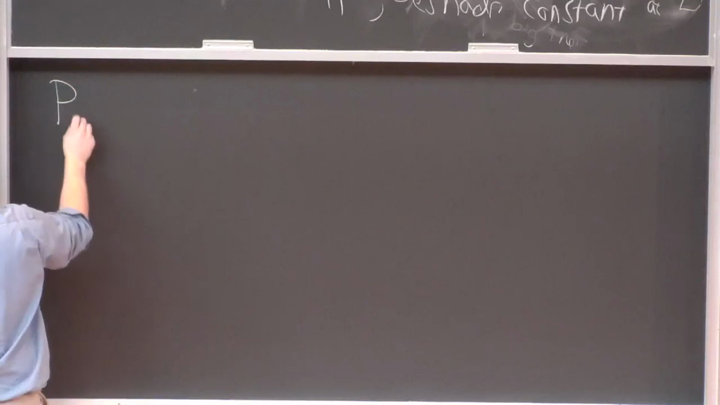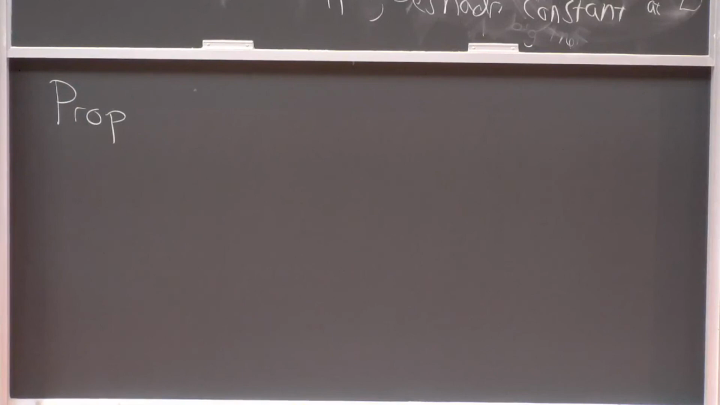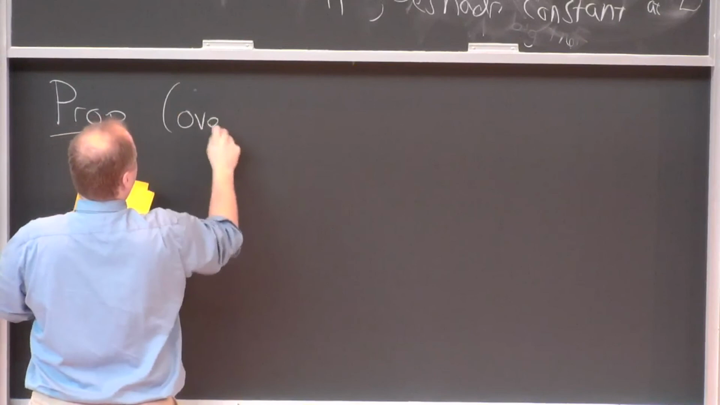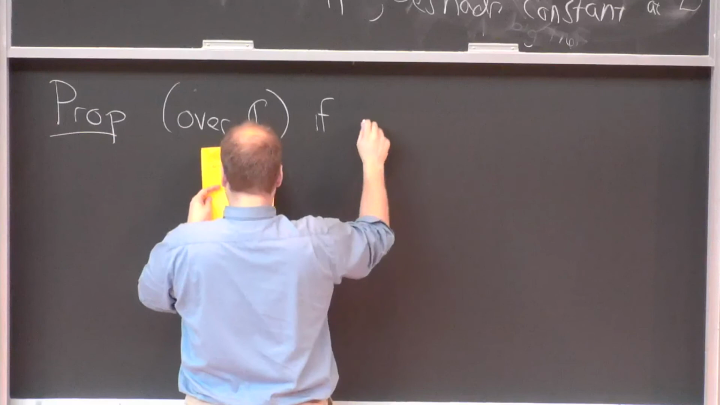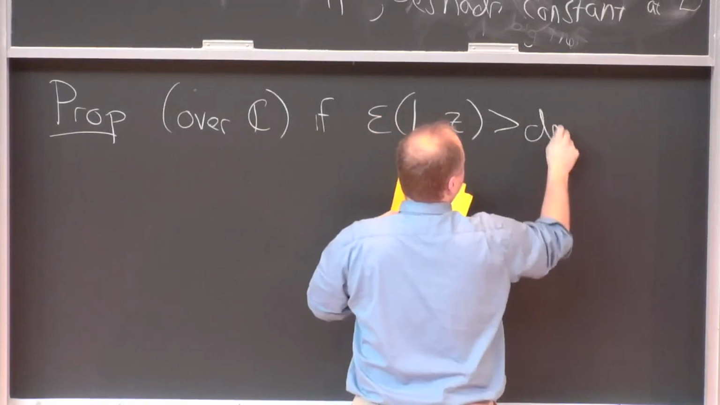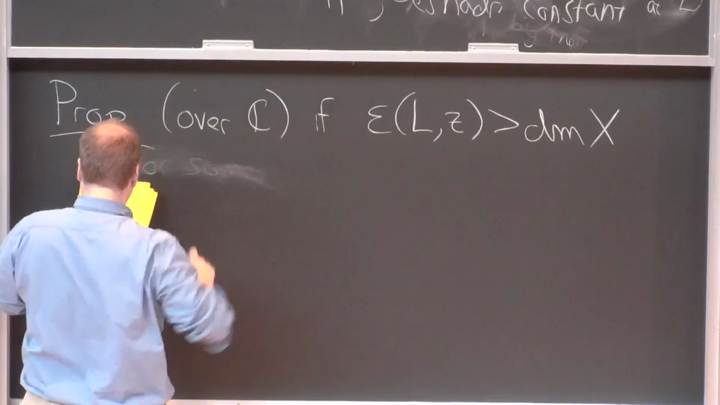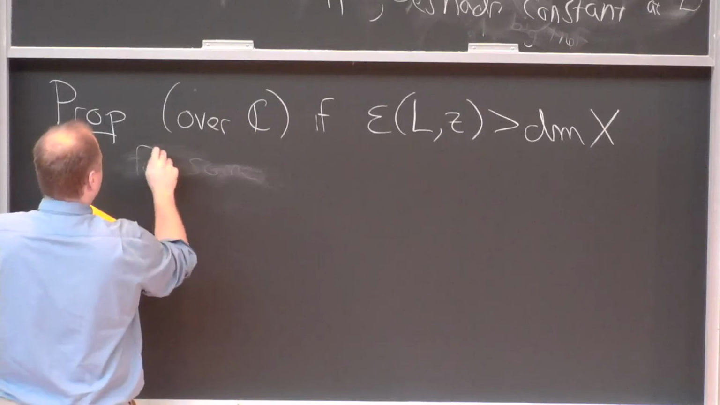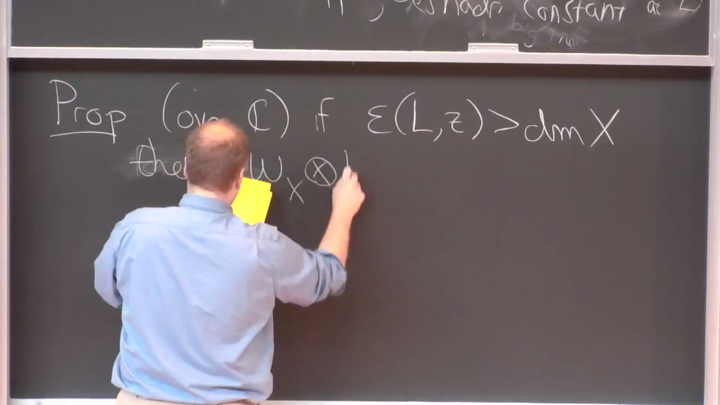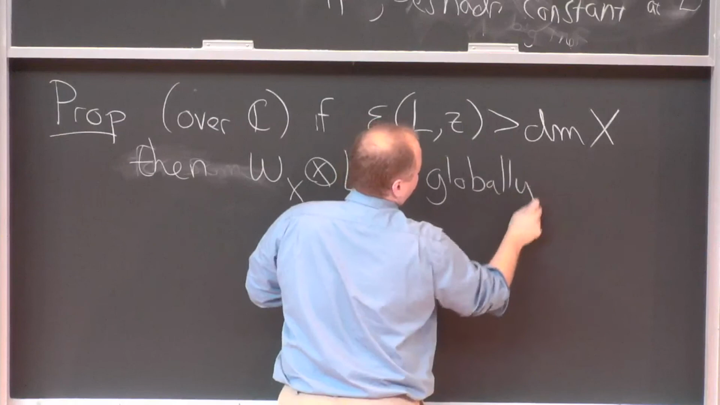Okay, so there's the following proposition, and I'm going to prove it in characteristic 0, and then we're going to slightly modify that proof to make it work in characteristic p. So this is over C. If the Seshadri constant of L at Z is bigger than the dimension of X, again, Z is in X, then omega X tensor L is globally generated at Z.